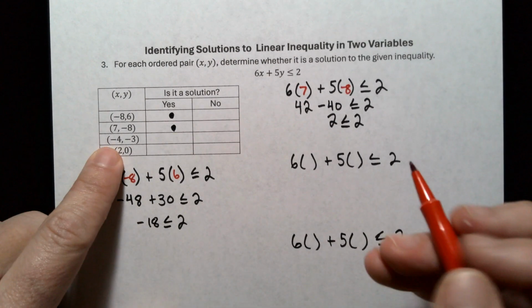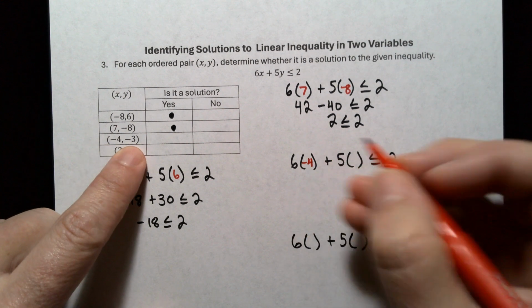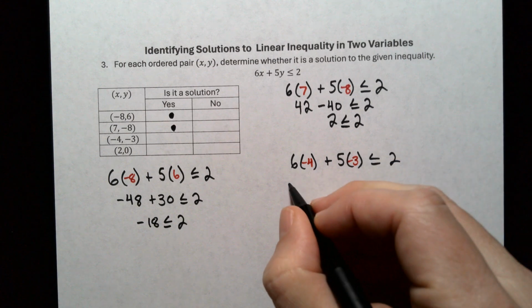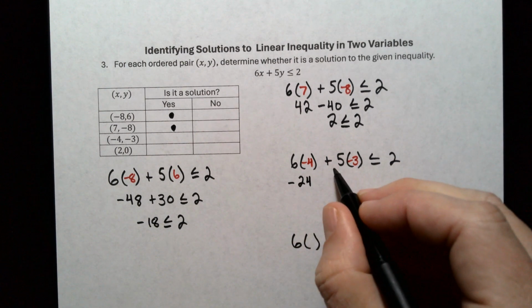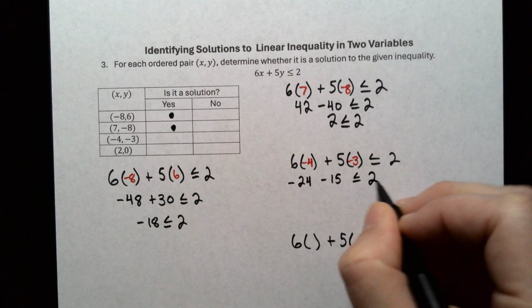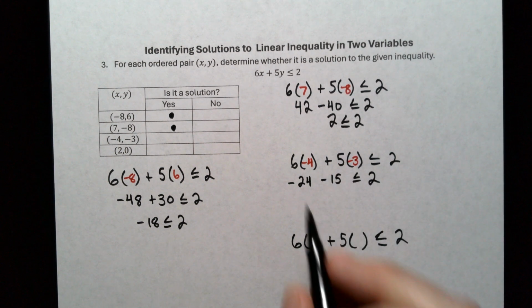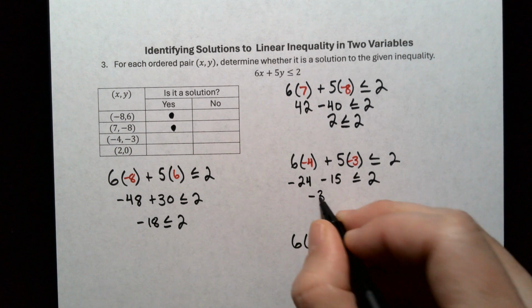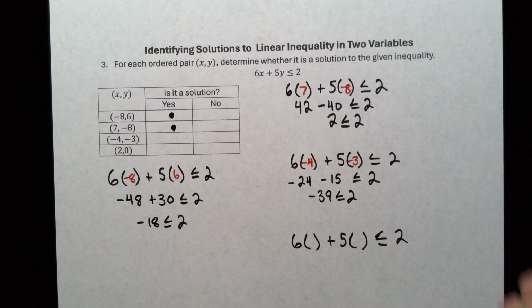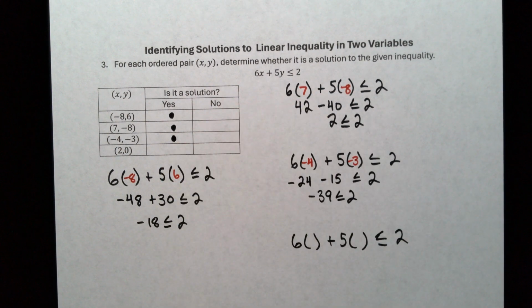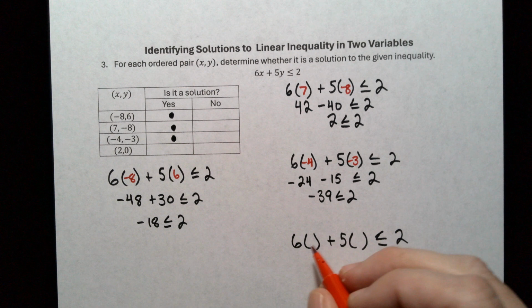Okay, let's try this next one. The -4 goes in the x, and the -3 goes in the y. Okay, so we get 6 times -4, which is -24. And then we get 5 times -3, which is -15. It's less than or equal to 2. So they're both negative, right? And when we add up two negative numbers, you just add them and keep the sign. So that would be -39 is less than or equal to 2. Is that true or false? It's definitely true. -39 is less than or equal to 2. So another good solution.